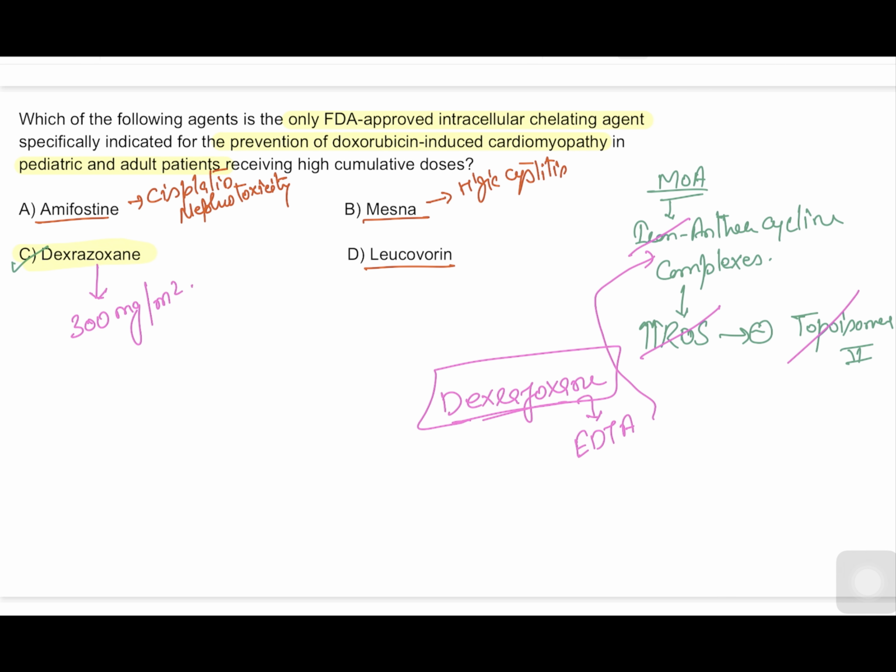Why not leucovorin? Leucovorin means folinic acid. Okay? So it is mainly used in the toxicity of methotrexate. Okay? So methotrexate toxicity will be treated with leucovorin, and it can also enhance the effect of 5-fluorouracil. So these are the antidotes, or the drugs you are using to prevent the damage caused by anti-cancer drugs. Okay, now so here the correct answer will be dexrazoxane.